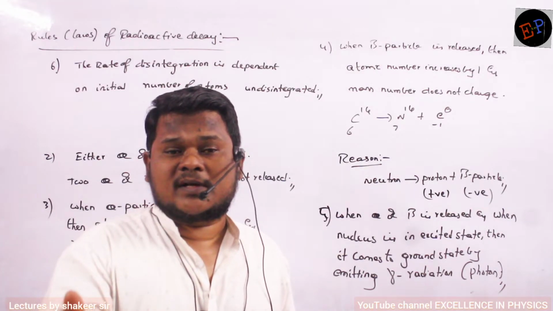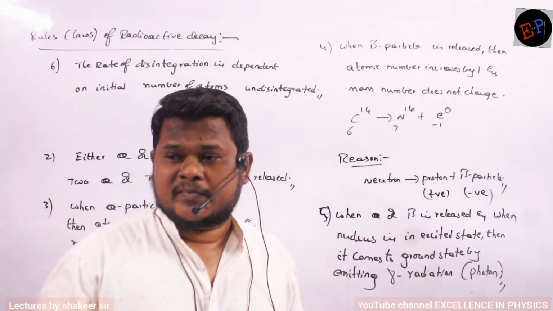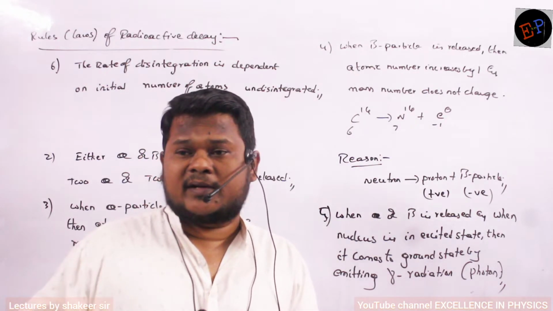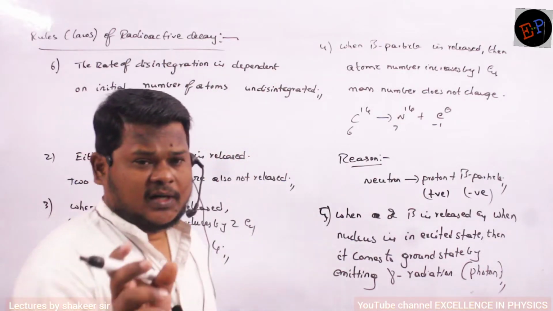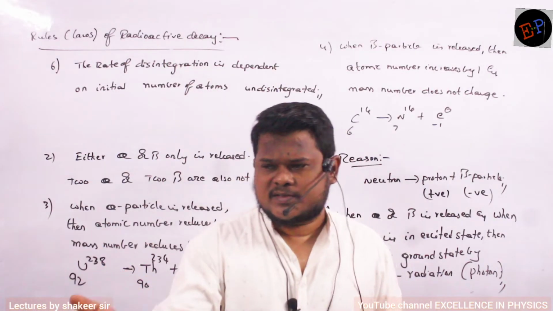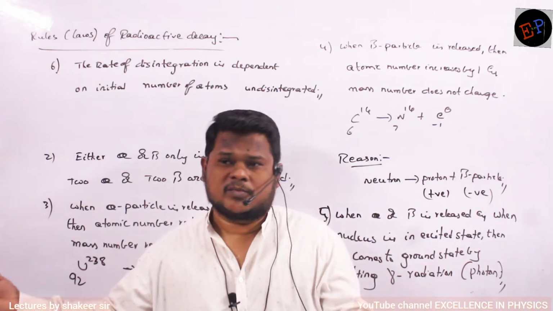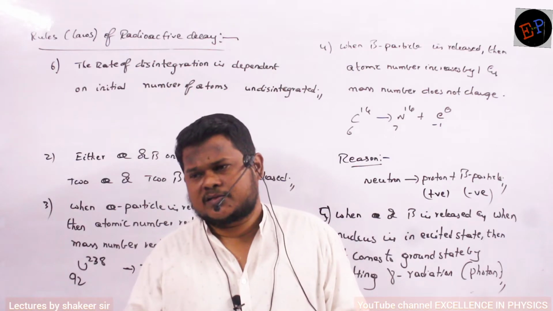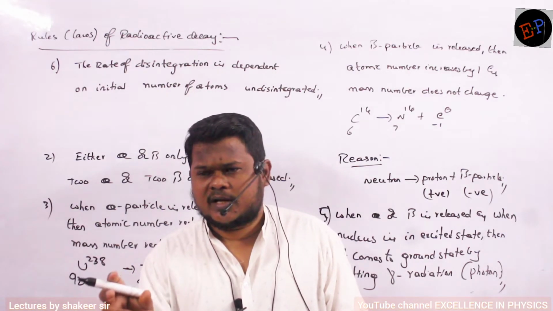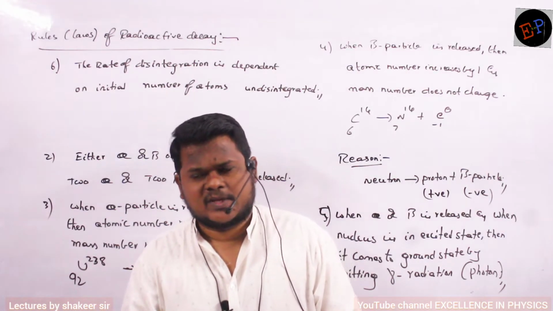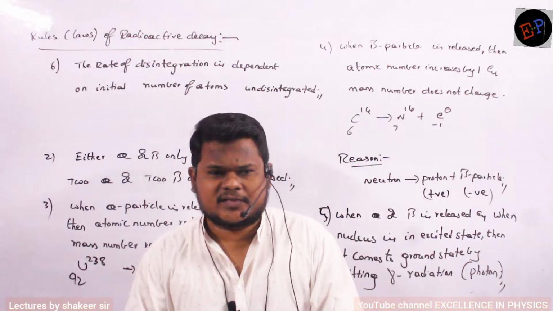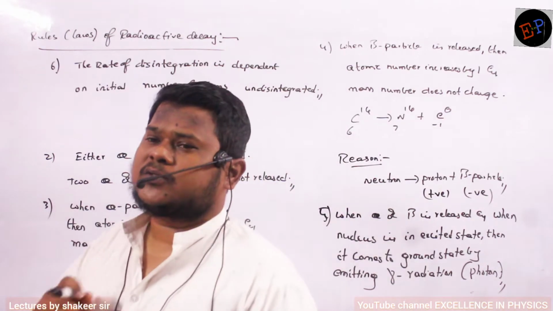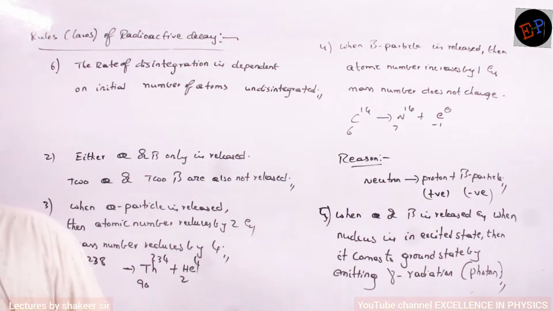How many atoms are disintegrating per second depends on how many atoms are present which are not decayed, which are undecayed. If there are only 100 atoms, very few atoms will disintegrate. If there are 1000 atoms, more atoms will disintegrate. If there are 10,000 atoms, some more will disintegrate. If there are more atoms, more disintegrations can happen. So these are some of the laws given by Rutherford and his associates. Make a note.